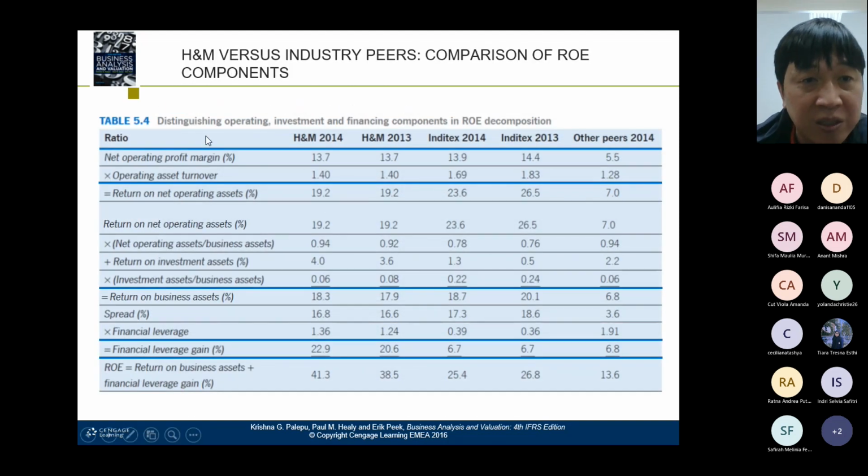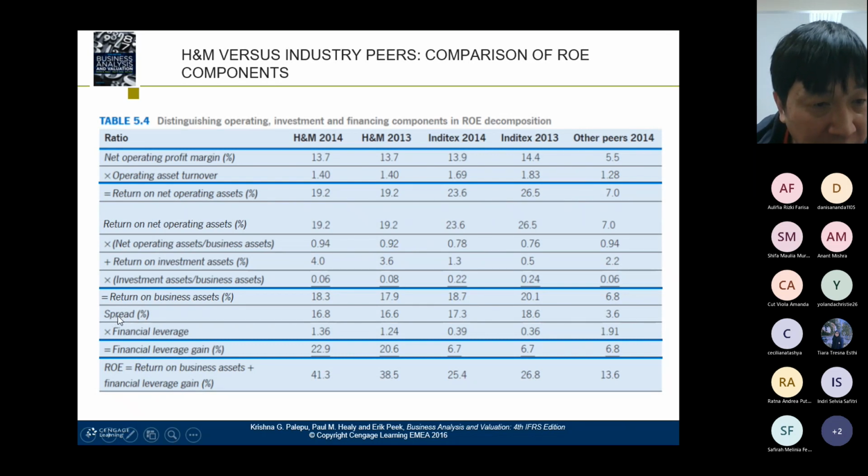So here we distinguish operating, investment and financing components in our decomposition. Remember from Table 5.1, HMN's ROE in the 2014 year was 41.3, right? So here we use the formula equation to decompose it, and we have many components.